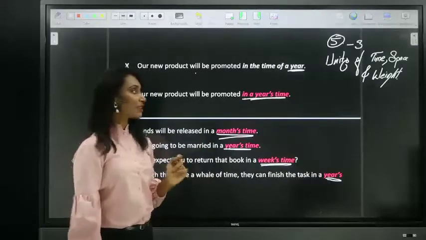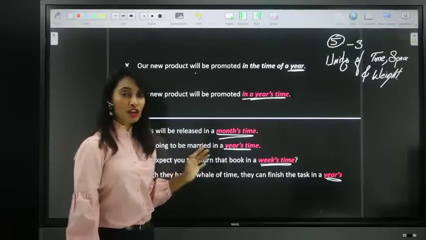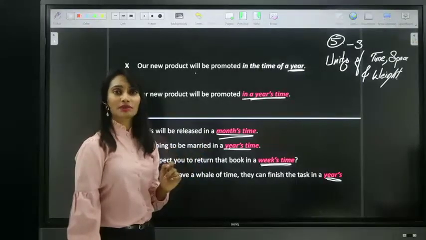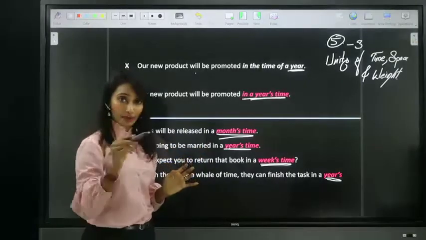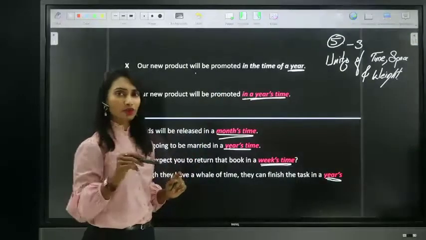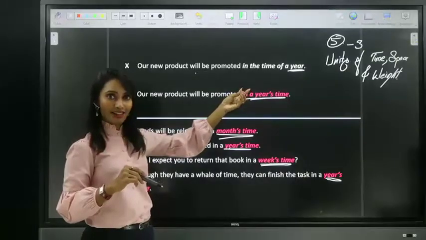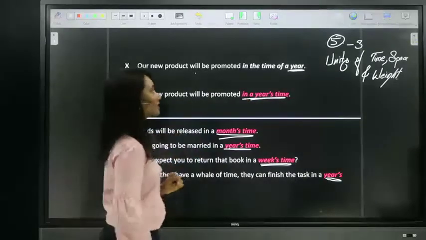So this is the usage we have discussed, which is an exception to the general rule that only living beings will be given possession by adding apostrophe s. Here we can also give possession by adding apostrophe s for units of time, space and weight. Right? Let's move on to the next sentence.